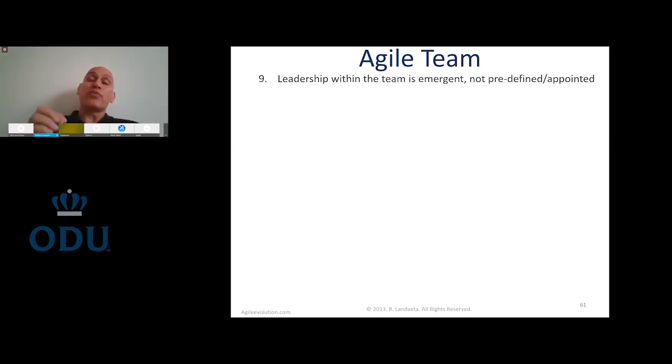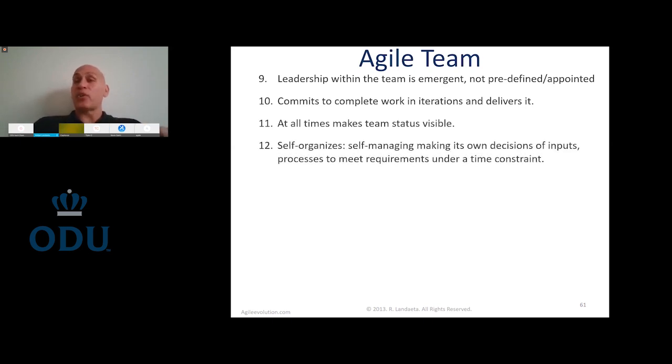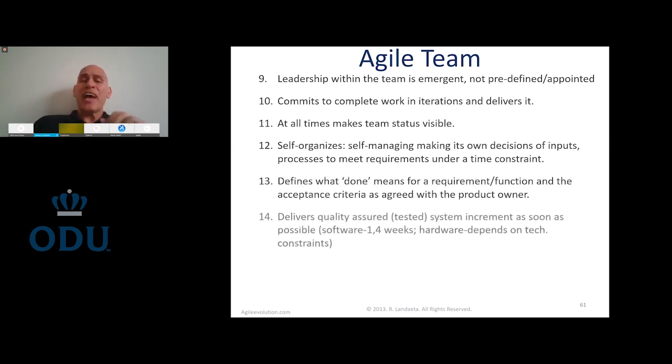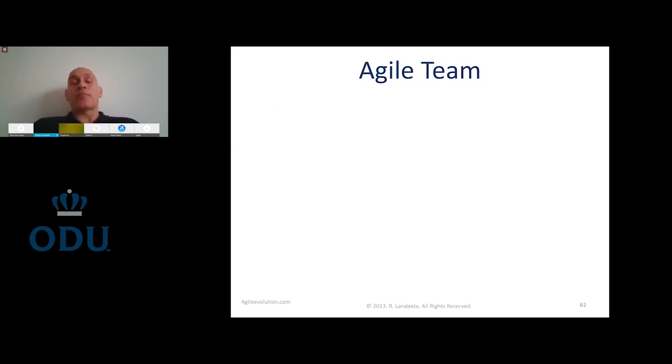And it's actually beautiful when you see it happening, because the team has zero bureaucracy and is always focused on producing value. So it commits, and it's very critical that in every iteration they commit, actually do some work, make all the status visible to everybody, self-organize depending on the situation, define when something has been completed, and deliver value to the customer in the iterations, in the phases, and define the norms of belonging to the team, and also follow the agile process that I'm going to show you in more bullets ahead.